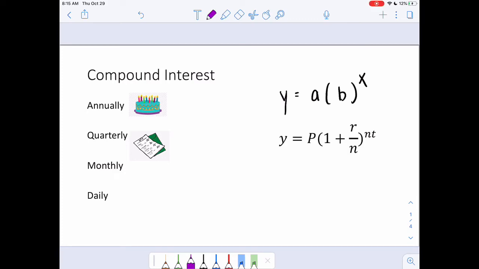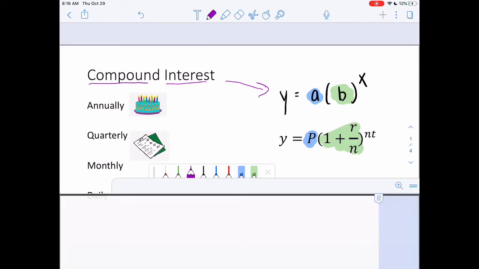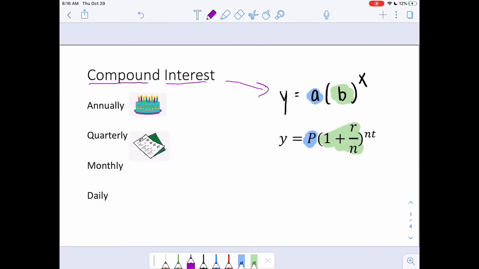Today we're going to learn about compound interest. Compound interest is exactly like the exponential functions we've been working with previously. It starts with an initial value and it has a multiplier. In fact, the only difference between the form we've been working with and the compound interest formula is that there's an extra step involved in finding the multiplier.